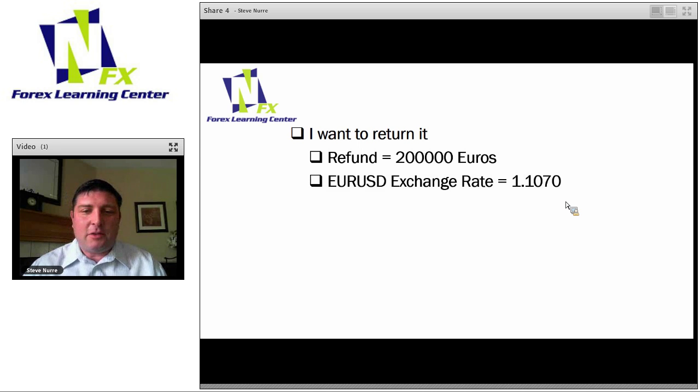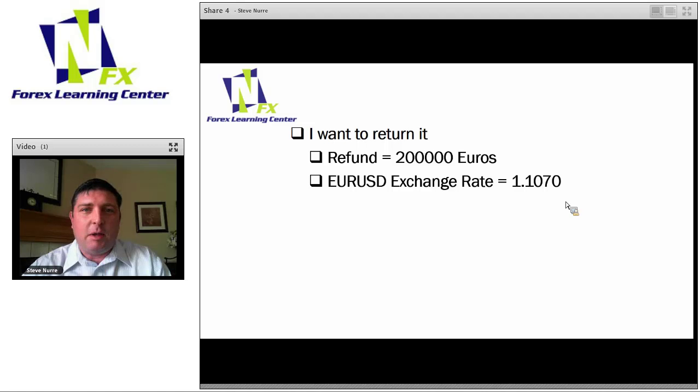So then I look at the euro-US dollar exchange rate, and it's now 1.1070, which means the dollar has gotten weaker versus the euro. The euro-dollar exchange rate has gone up. First, I would ask you, is this a good or a bad thing to me?